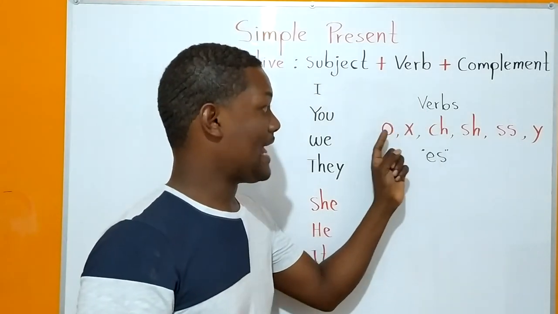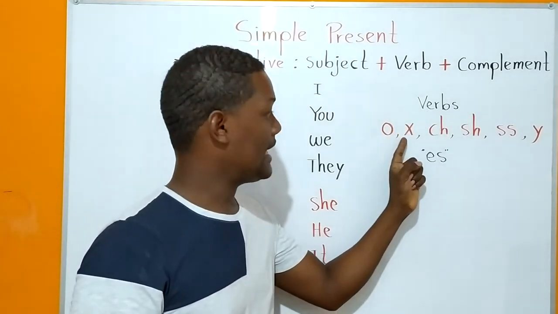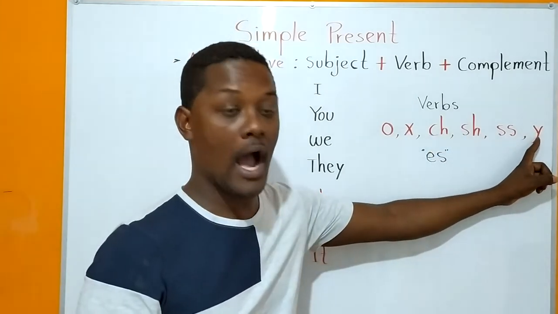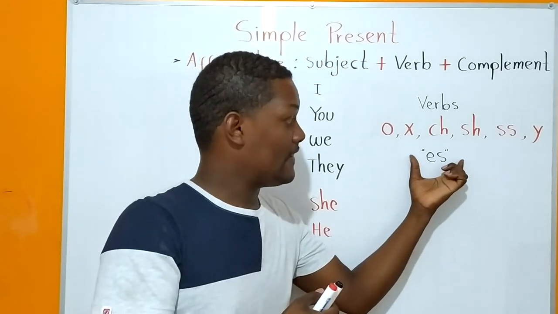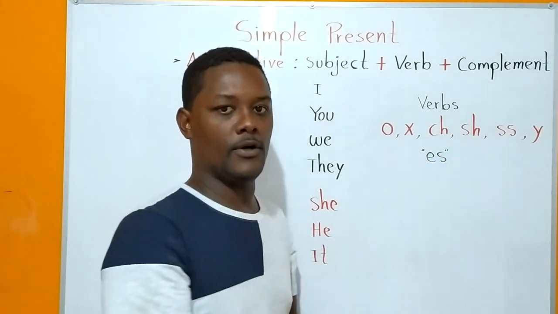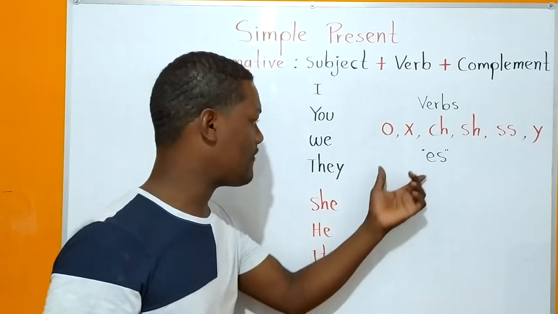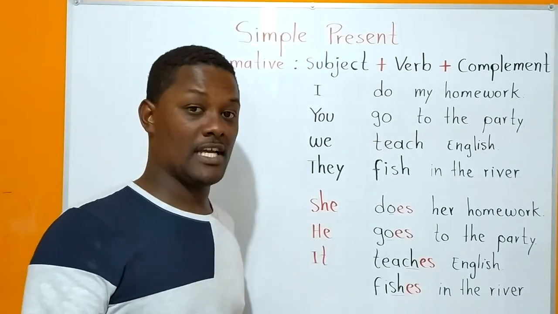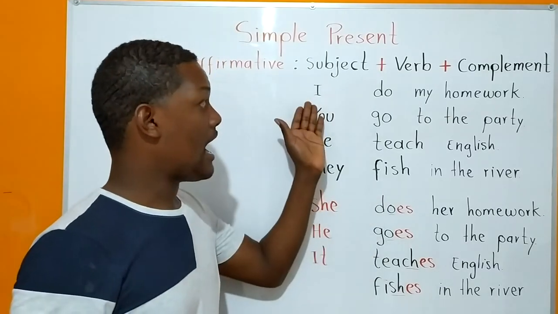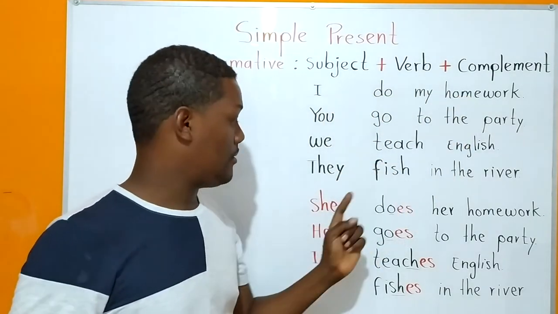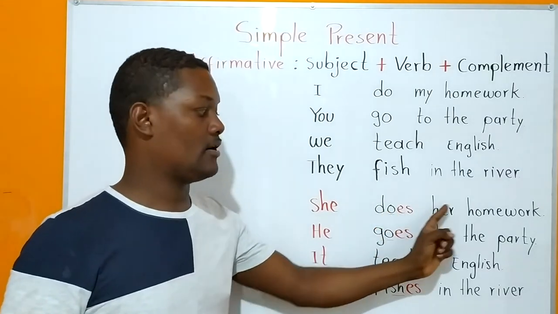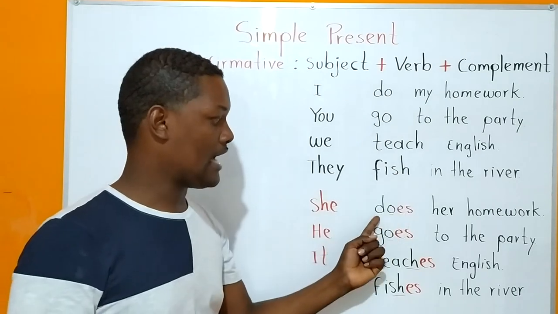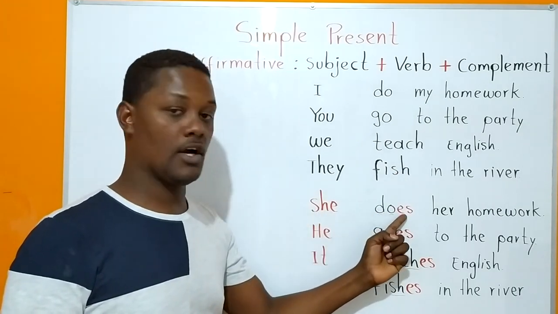When you have a verb ending in O, X, CH, SH, double S, or Y, you have to put the ES at the end of the verb. This is very important for you to know. Well, let me put you some examples here. For example, I do my homework. She does her homework. Look at this.